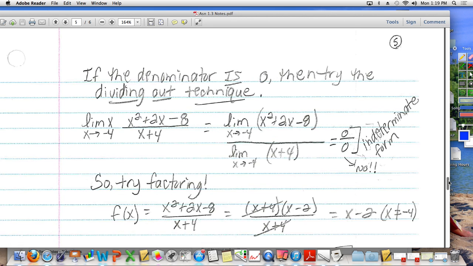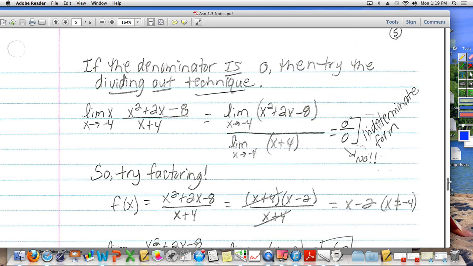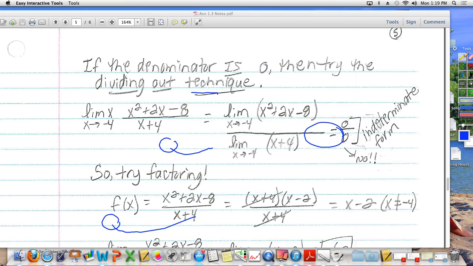If the denominator is 0, then try the dividing out technique. Actually, we talked about this briefly, didn't we? Yeah. All right, so in this case, we have a -4. When you plug a -4 in for x, you end up with 0 on the bottom. You happen to also get 0 on the top. If you get 0 on the top and 0 on the bottom, that means we have something called indeterminate form, which means the limit probably exists, you just need to explore some other options.